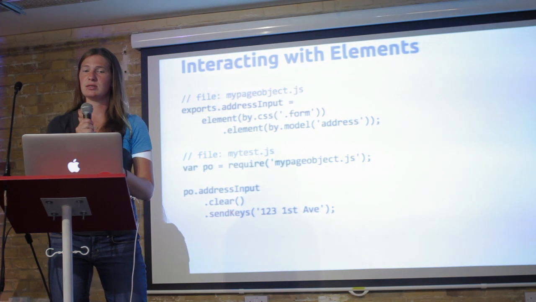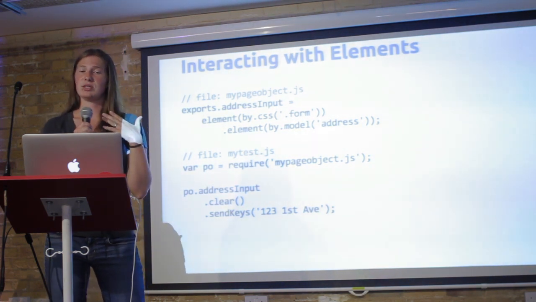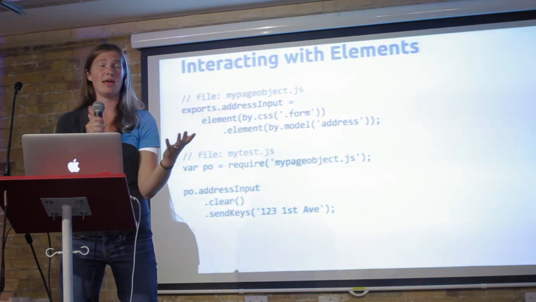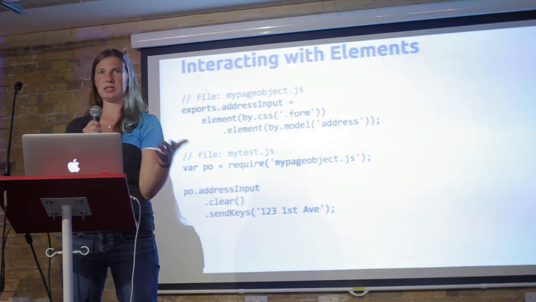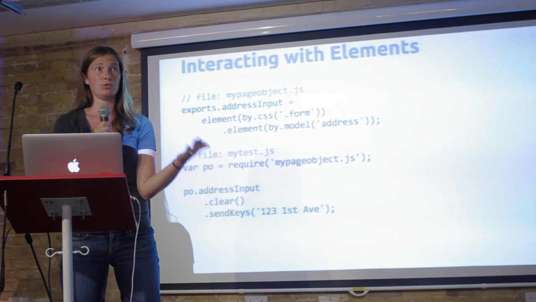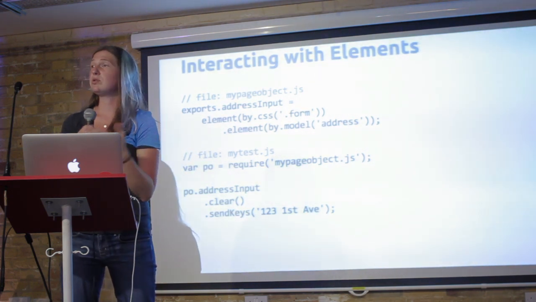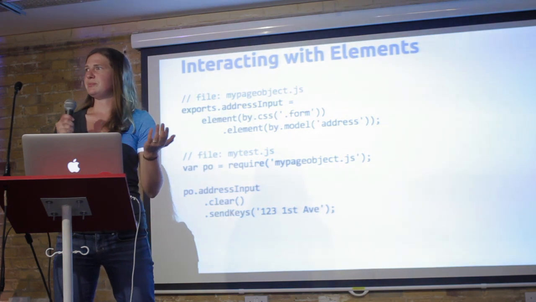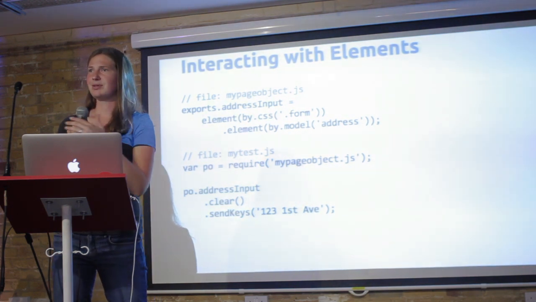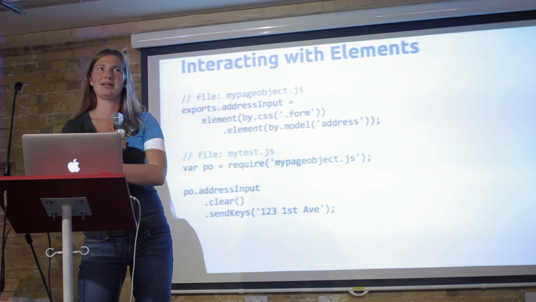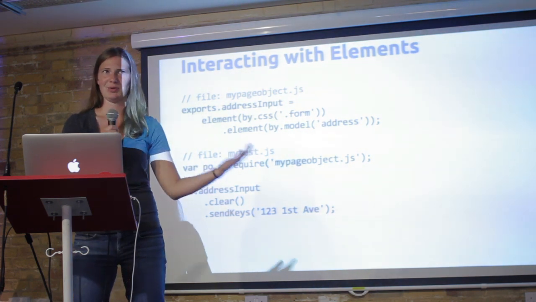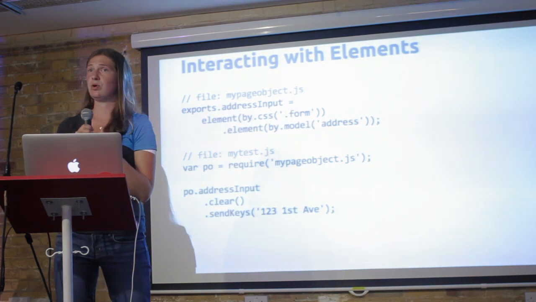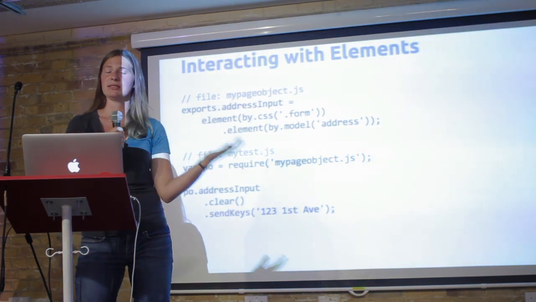So you could make a separate helper file which exports this address input and then use that in another file, and if this form appears in various pages and you want to be able to reuse that information, you can do that really easily. And this pattern is called the page object pattern, which is a fancy name for taking the ways that you find elements and putting them somewhere else so that you can reuse them. And if your application changes, you only need to edit one place.